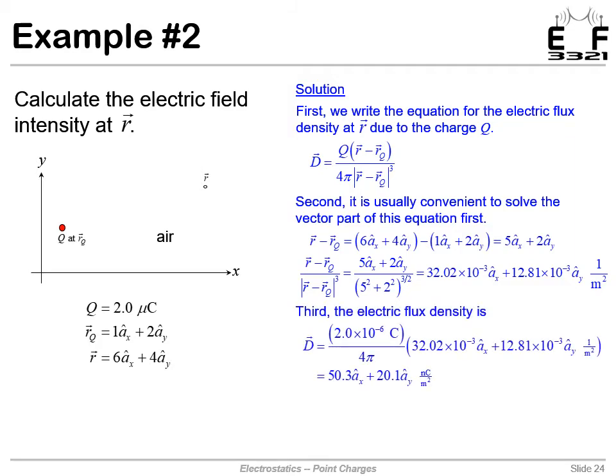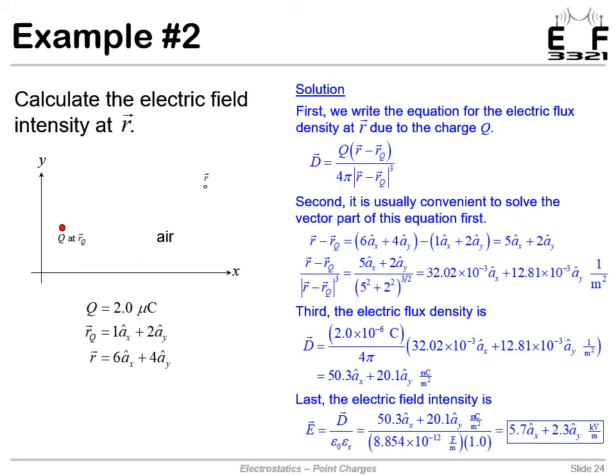So the electric flux density, we plug in our numbers, is finally 50 in the x direction, 20 in the y direction, and I chose nanocoulomb per meter squared as my units. But we didn't want the electric flux density. The problem asked originally for the electric field intensity.